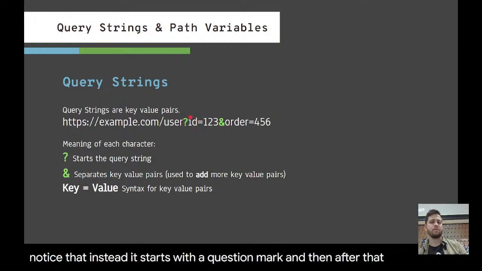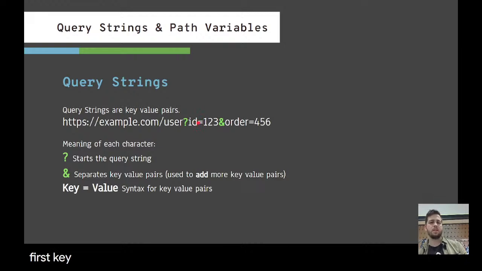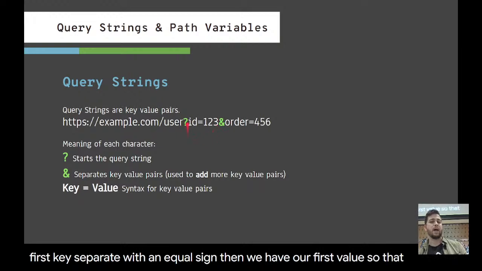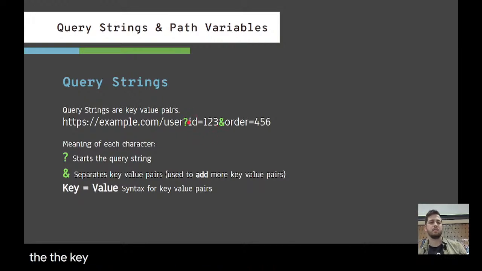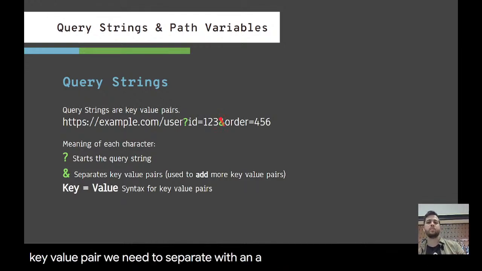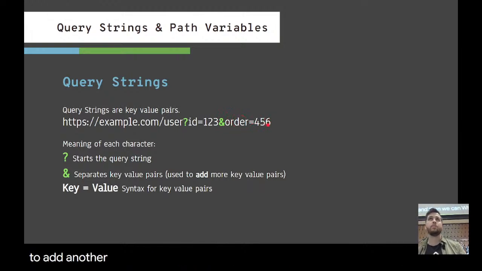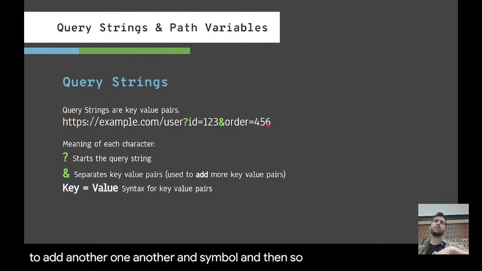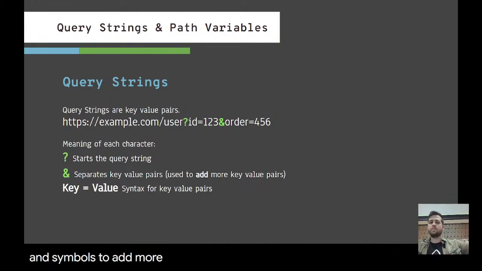And then after that, we have our first key separated with an equal sign. Then we have our first value. So the key ID maps to the value 123. And if we want to add another key value pair, we need to separate it with an ampersand, and then we can add order equals 456. If we want to add another one, another ampersand, and so forth. And you keep adding ampersands to add more of these to our query string.